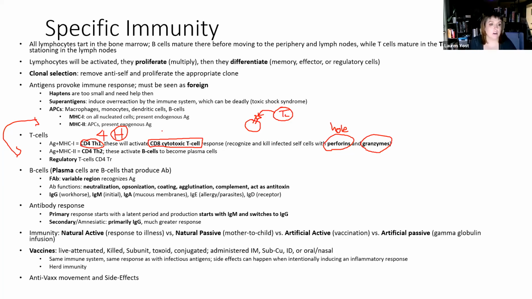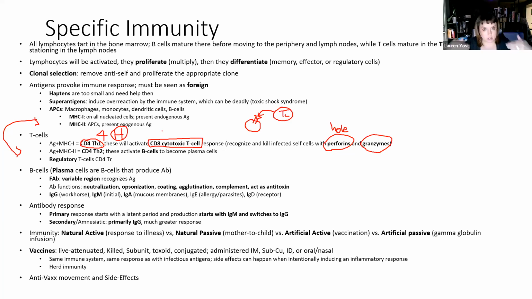If it's being presented on MHC1, T helper has to interact first. So that T helper is going to be T helper Th1, because that's associated with MHC1. And that will activate the cytotoxic T cell response. Because we want to go out there and kill the cells that are infected. So it's our own cells we're killing because they're infected with things that are not salvageable.